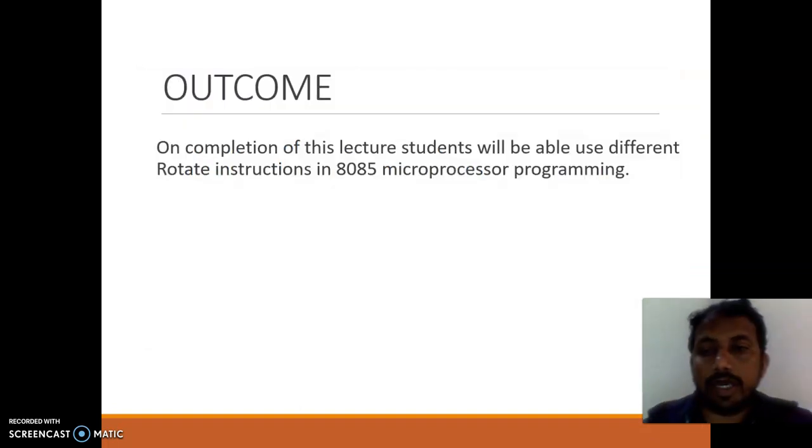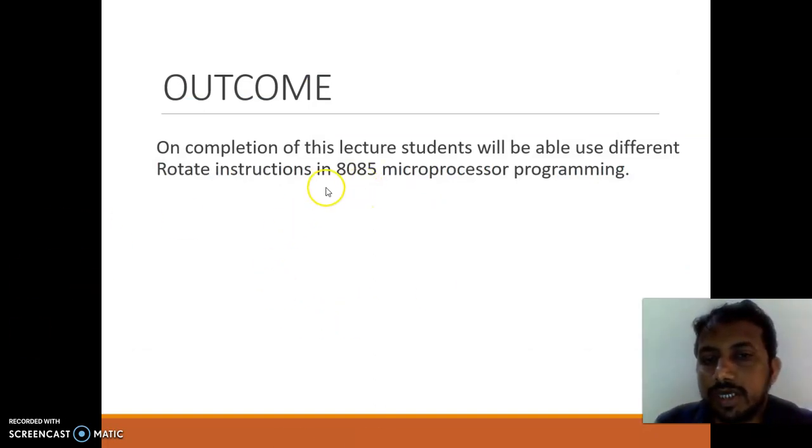So by the end of this lecture, we should be able to understand what the rotate instructions are and how well you can use them in 8085 microprocessor programming.